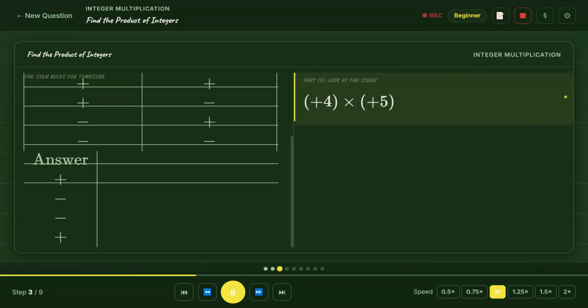Let's start with part 1. We have positive 4 times positive 5. Both numbers have a plus sign. That means they have the same sign.